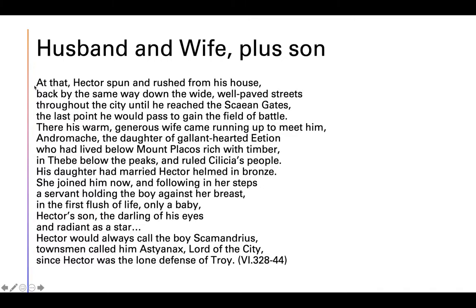So at that, Hector spun and rushed from his house, backed by the same way down the wide, well-paved streets throughout the city until he reached the Scaean gates, the last point he would pass to gain the field of battle. So these are the gates that surround the walled city of Troy. There, his warm, generous wife came running up to meet him, Andromache, the daughter of gallant-hearted Aetion, who lived below Mount Plecos, rich with timber and Thebe, below the peaks, and ruled Cilicia's people.